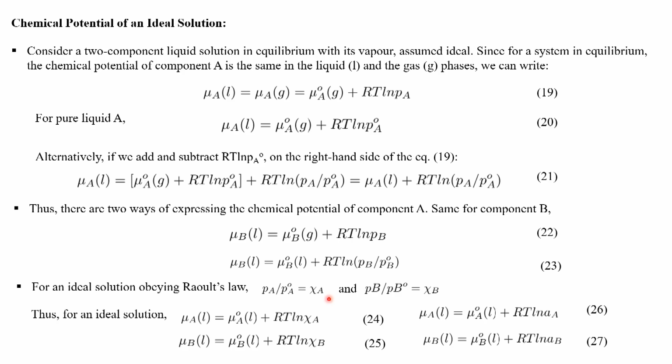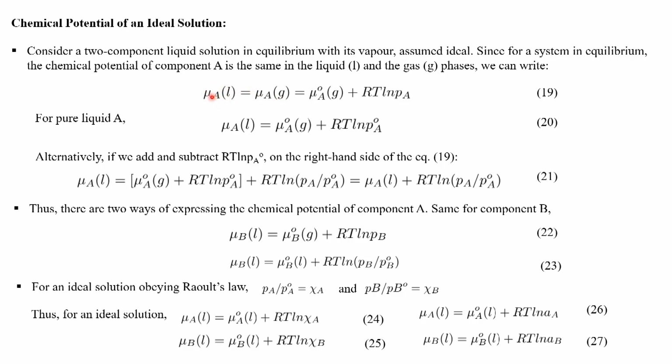We know chemical potential is nothing but free energy change per mole. So consider a two component liquid solution in equilibrium with its vapor, assuming ideal behavior. Since for a system in equilibrium the chemical potential of component A is the same in the liquid and the gas phase, we can write it like this. At equilibrium the chemical potential of the respective phases has to be equal. So if liquid is in equilibrium with the vapor or gas, we can write.